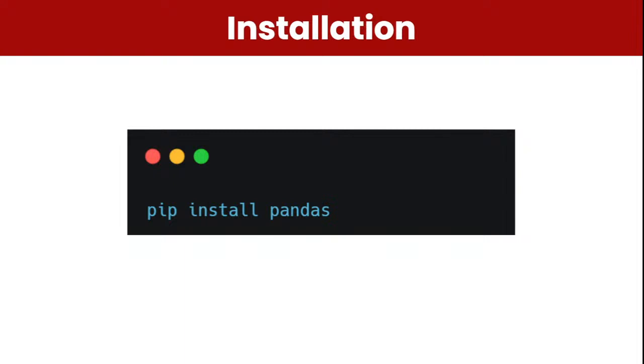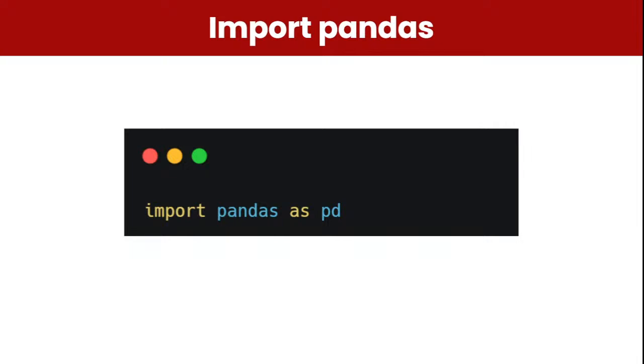To install pandas, you can go with pip install pandas. To use it, you call import pandas, and every time you want to use any methods inside pandas, you have to call pandas dot and so on. Instead, you can simply go with import pandas as pd, which is a short form of pandas that can be used to load and work with pandas.